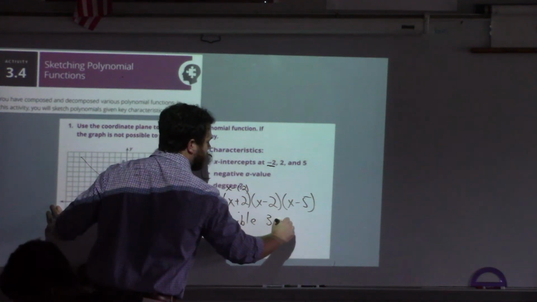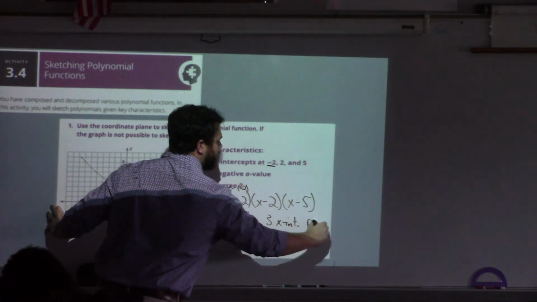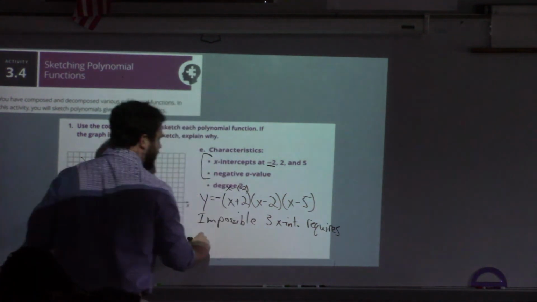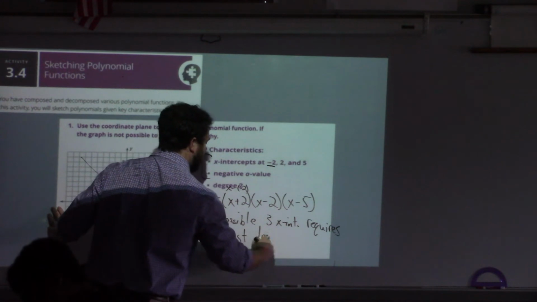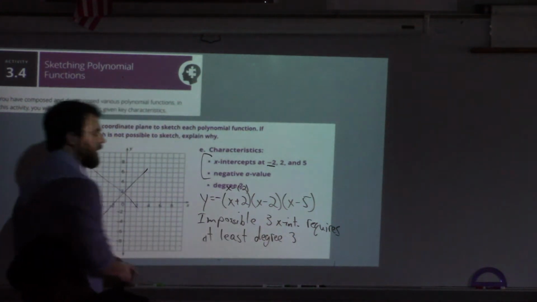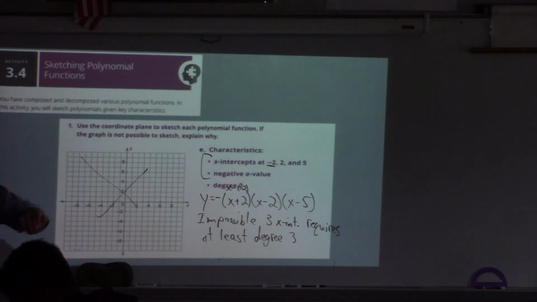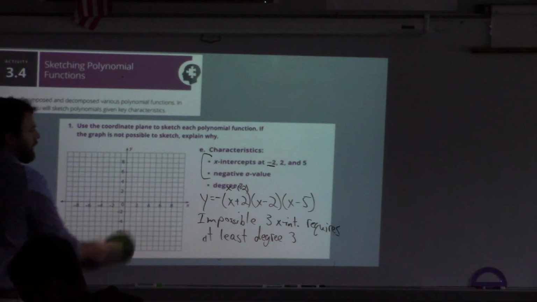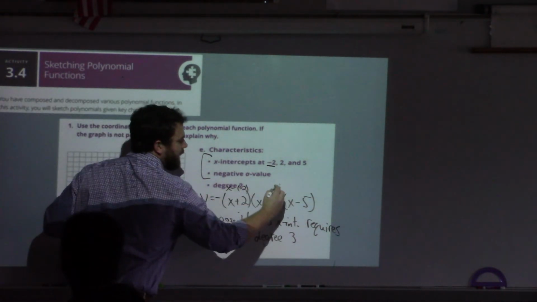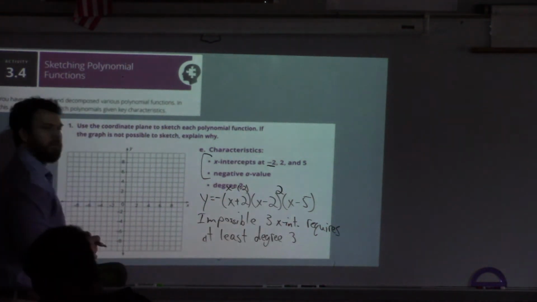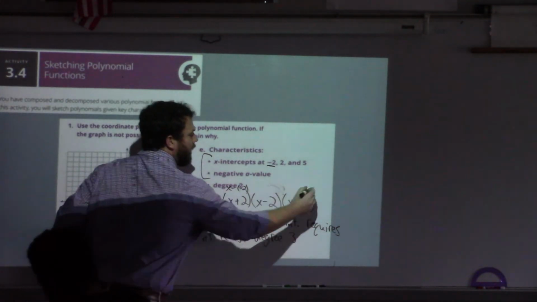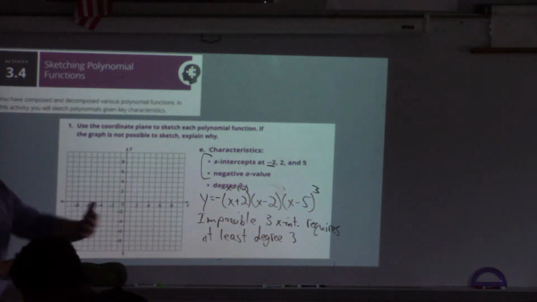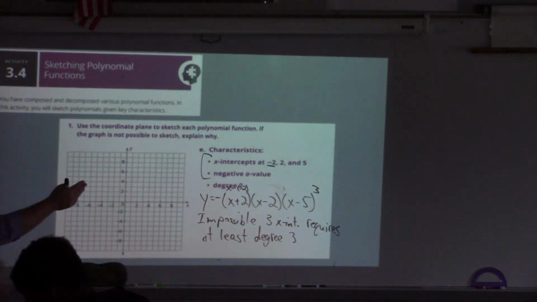3 x-intercepts requires at least degree 3. Does anyone know why I say it has to be at least a degree 3? It could be more, right? Notice there's the possibility that it could be x minus 2 squared, right? And then it would just touch the x-axis and then go away. Could be x minus 5 cubed, right? We could have extra multiplicity, but we'd still only have 3 x-intercepts.